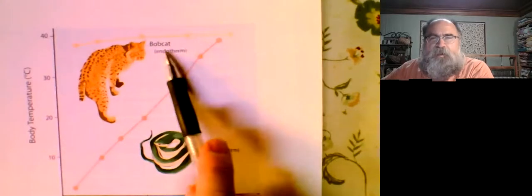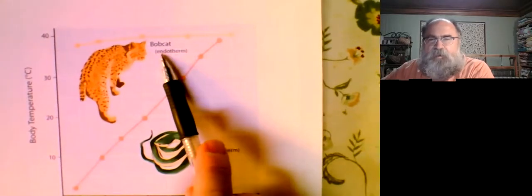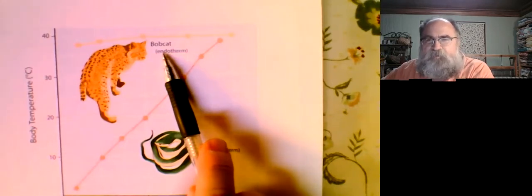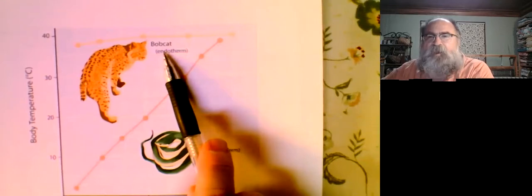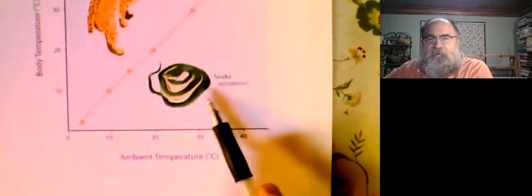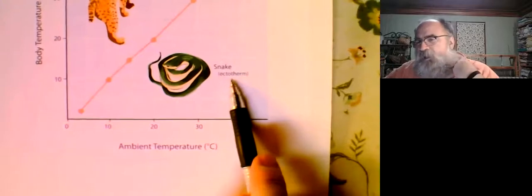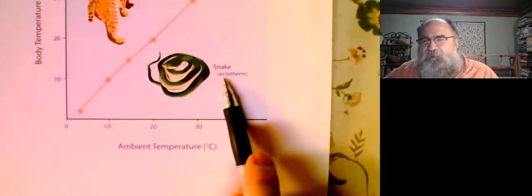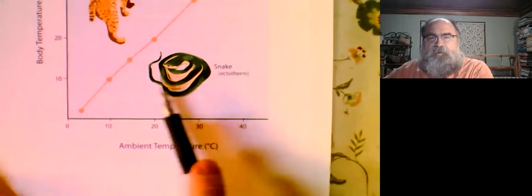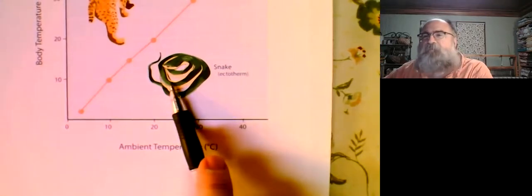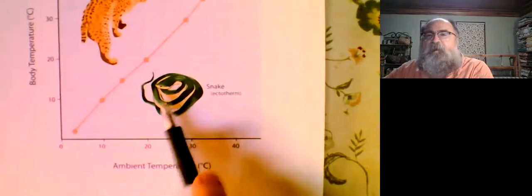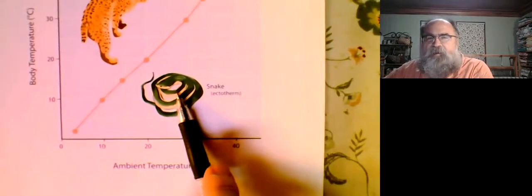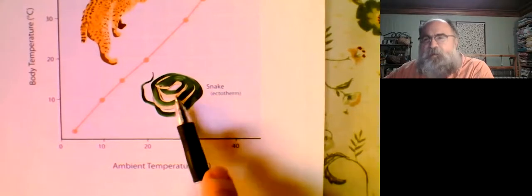So endo, we have temperature that is regulated within our body. We break down fats and sugars to maintain our body temperature, to generate heat. Here, the ectotherm, they have to rely on an outside source for heat. And so snakes, well, you'll find them basking in the sun. You'll find the little lizard basking in the sun. The toad, right? They'll bask in.